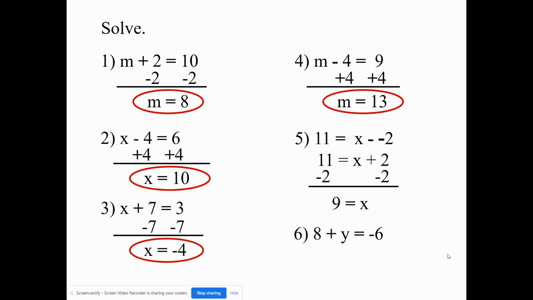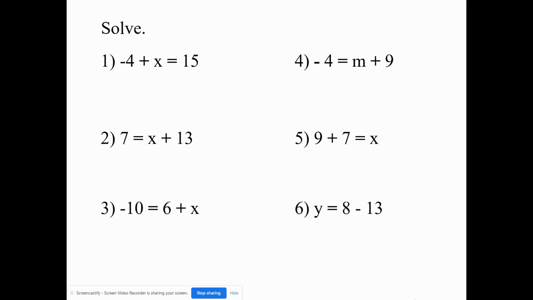And this one, now we get to number 6. So we've got 8 plus y, so we're going to get rid of our 8. And how do we get rid of our 8? By going take 8. So here we go, take 8, and negative 6 take 8 will give us negative 14. So y is equal to negative 14.